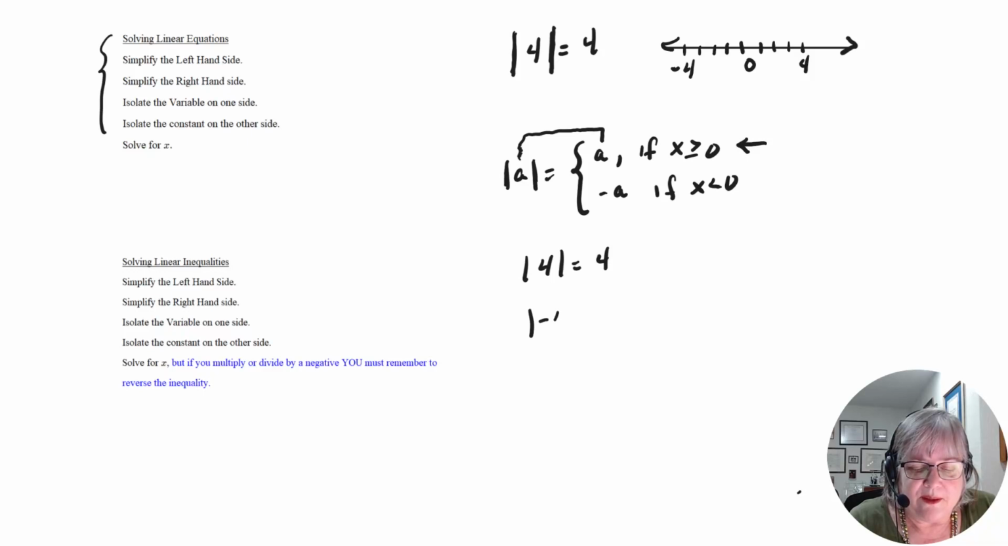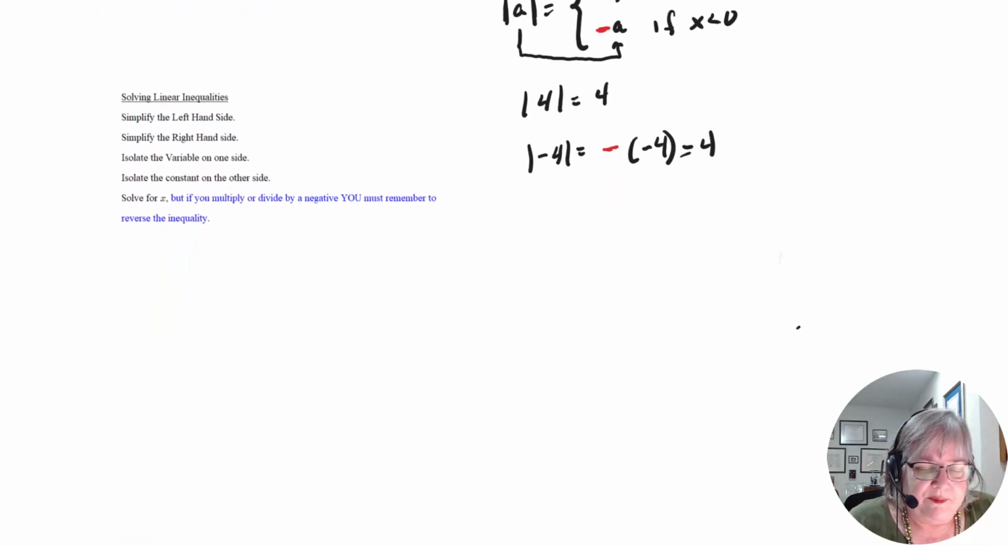If you're asking for what's the absolute value of a negative 4, then this is negative, and you would use this approach. Let me change this color. Let's look at this negative. So it's the negative of whatever you had in there. Okay, so the negative of a negative 4 is a positive 4 because you are 4 units away from 0. All right?